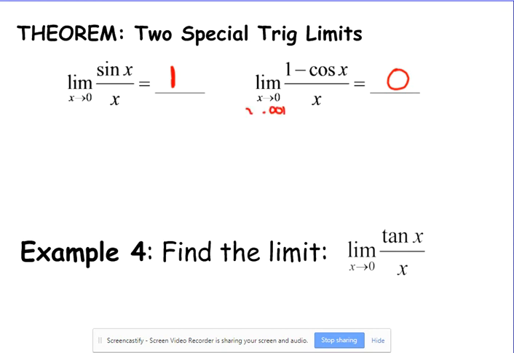For example, let's say x equals 0.001. So 1 minus the cosine of 0.001. Well, I don't know what the cosine of 0.001 is, and I'm not going to use my calculator to find it. I'm going to think through this. I know that as the angle gets closer and closer to 0, the value of cosine gets closer and closer to 1. So this number is almost 1.